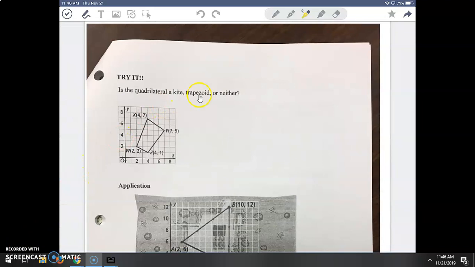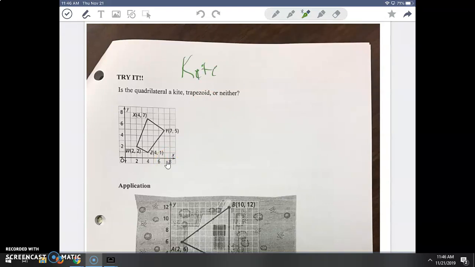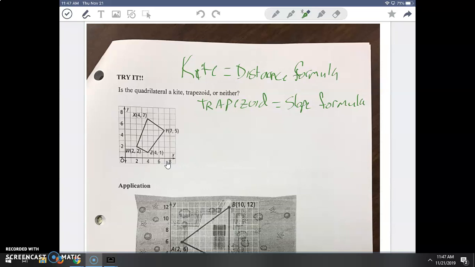It says, is the quadrilateral a kite, a trapezoid, or neither? Okay, so if it's a kite, distance formula. Okay, if it's a trapezoid, do slope formula. So you may have to do both. Okay, so you may have to do both on this particular problem. So do both of those. Pause it, try it, see what you can do. I'll come back with the answers laid out for you.